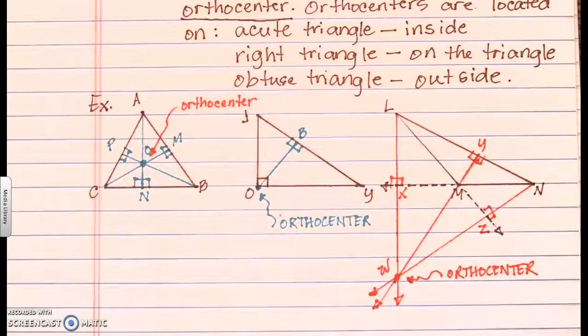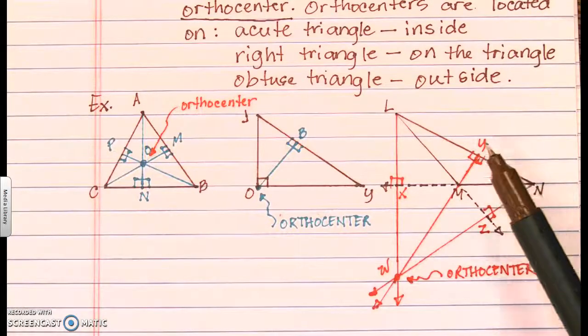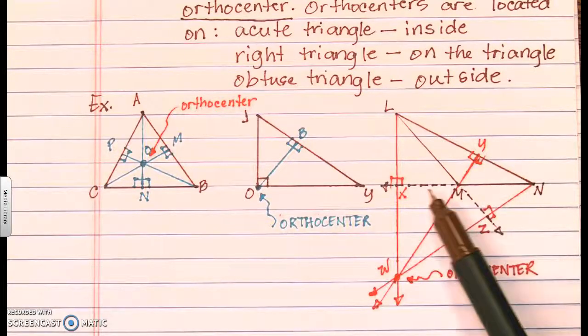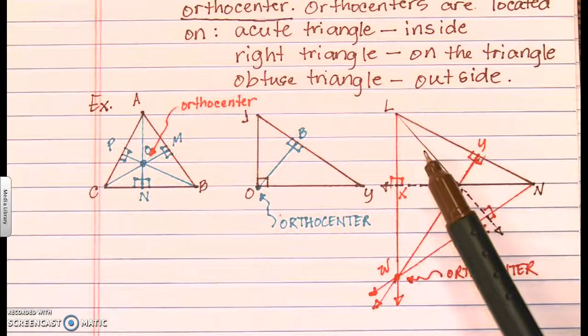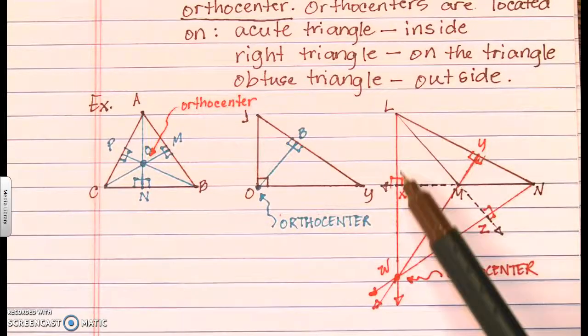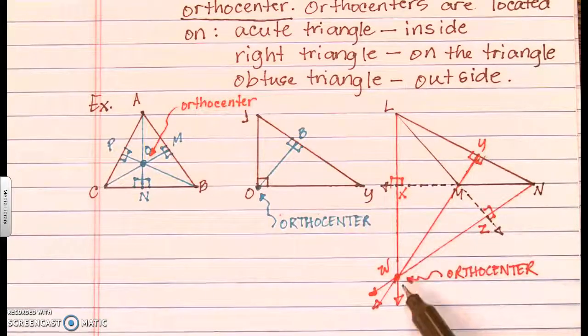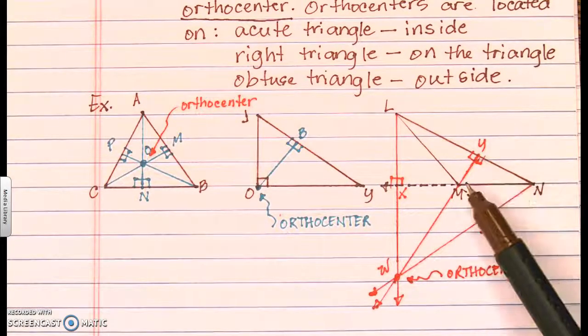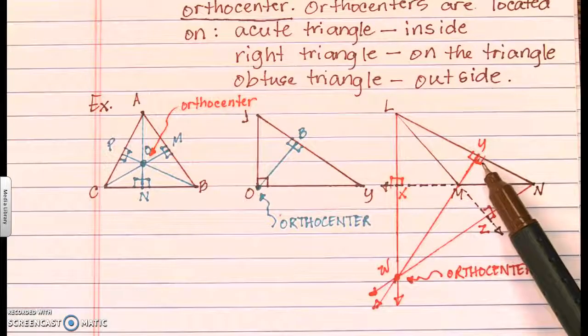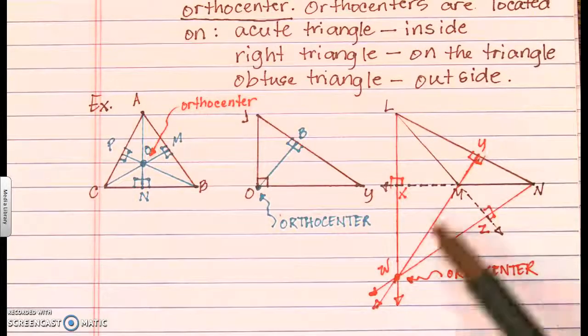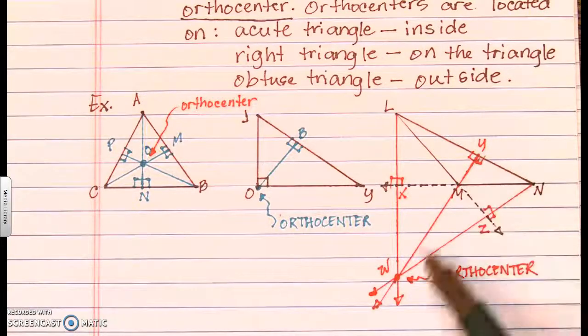So my third example is an obtuse triangle LMN. What I did was extend NM and make it a line or a ray so that I can draw the altitude LX. After drawing the altitude LX, I extended it to where it reached this far. And MY was my other altitude, but again, I extended it where it is reaching this far. Again, this is ray YM going this far.